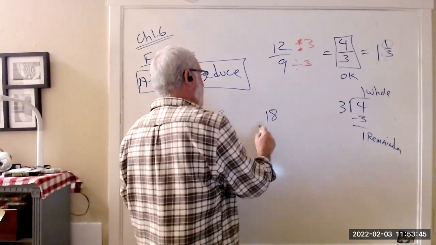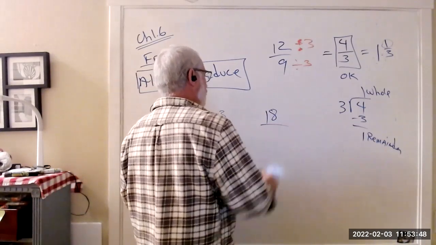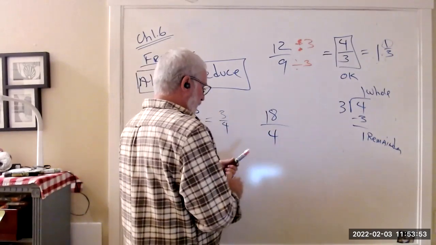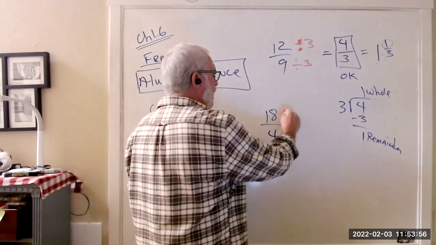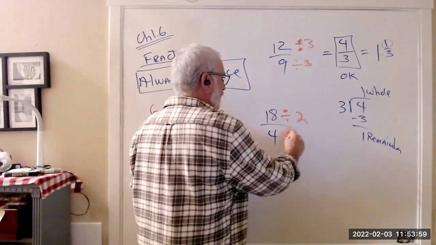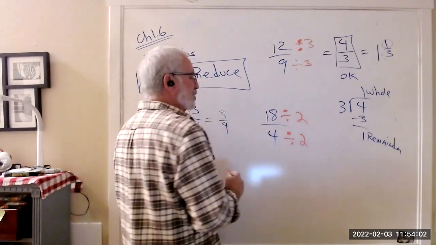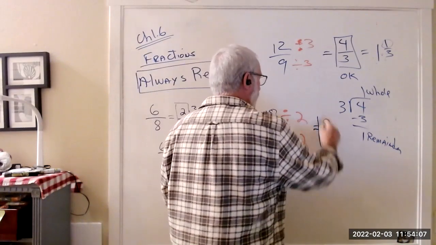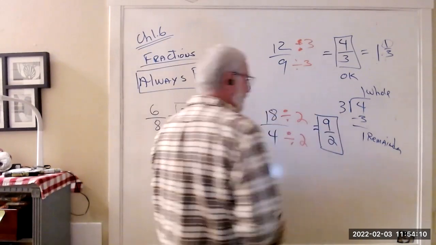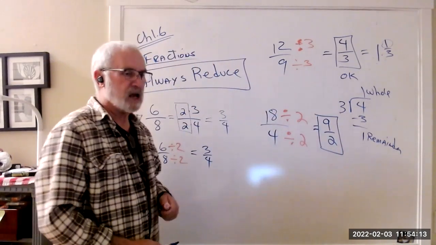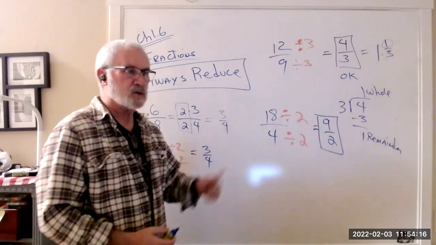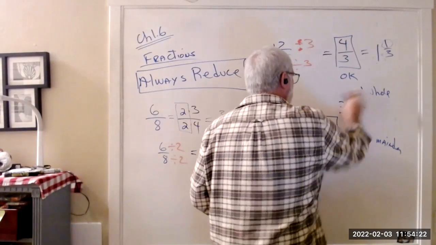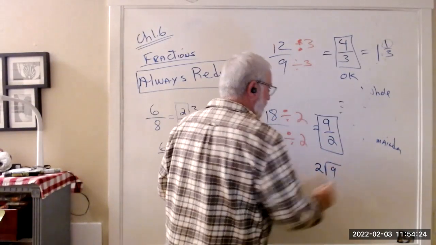If you had 18 fourths, again, it's top heavy, but more important than that, it needs to be reduced. We can divide top and bottom by 2. 2 goes into each of these. So this becomes 9 over 2. That is 100% acceptable. I'll take it every day, all day, because you've reduced it. Now, if you want to simplify it further and divide 2 into 9, go right ahead.